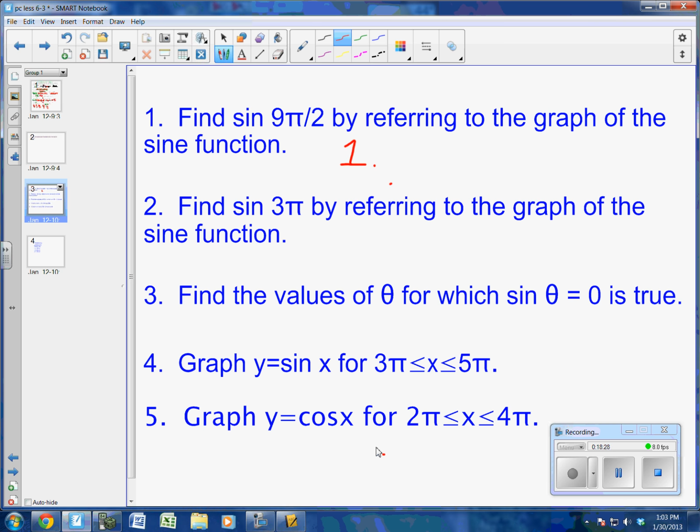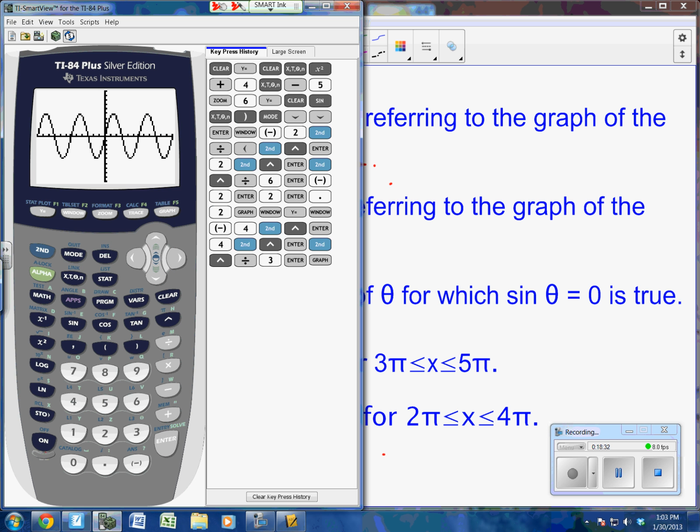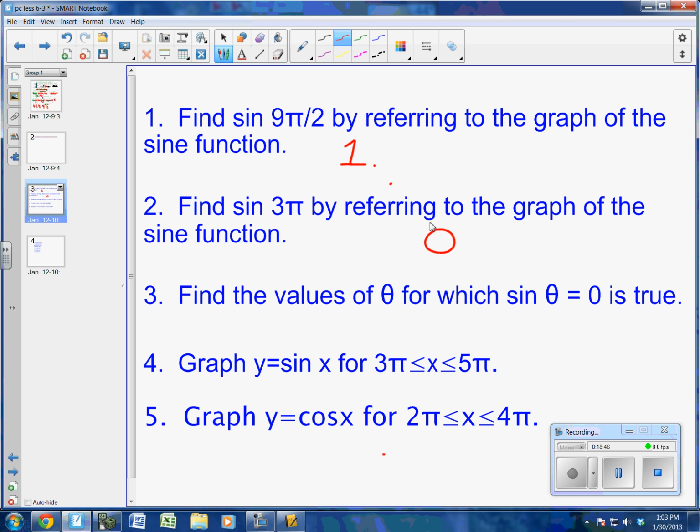Find the sine of 3 pi by referring to the graph of the sine function. We can look at the graph. Here's 1 pi. Here's 2 pi. What's happening at every pi? Yeah, it's crossing the x-axis. There's an x-intercept, so it's going to be 0. Any questions on that?